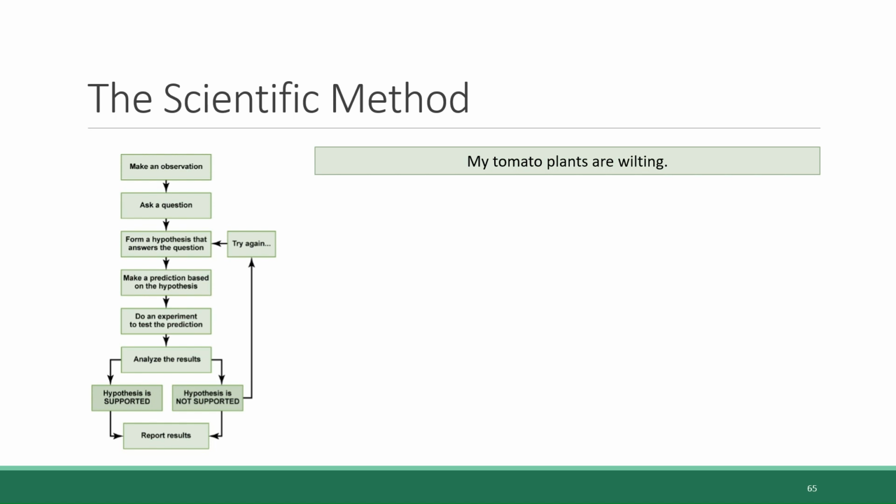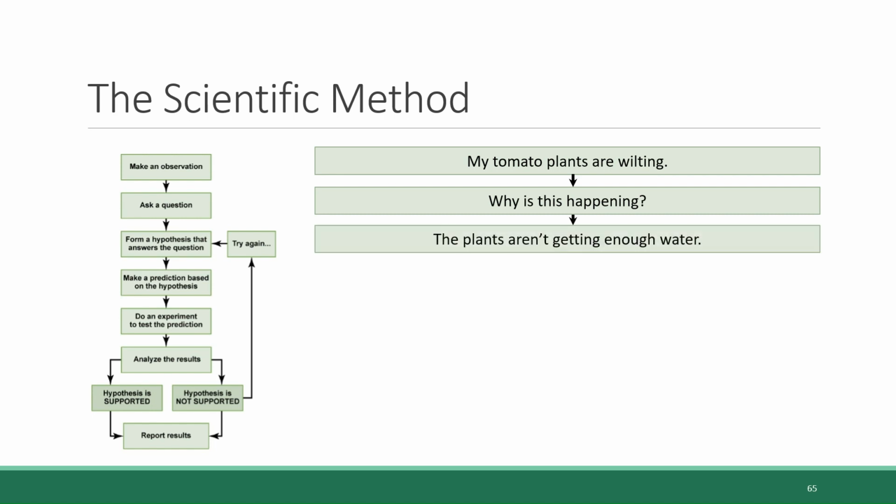Let's take a look at this in the context of a real world problem. Let's say I walk outside to my garden and my tomato plants are wilting. I've just made an observation. Naturally, the next thing that happens is I ask a question. Why is this happening? There could be many possible explanations ranging from issues related to soil pH, too much direct sunlight, but let's say the explanation that I propose is that the plants aren't getting enough water. That's my hypothesis, a proposed explanation of the phenomenon.